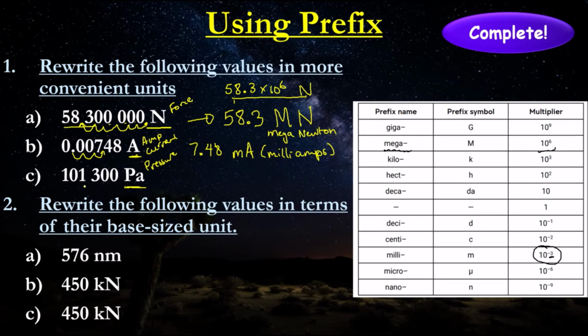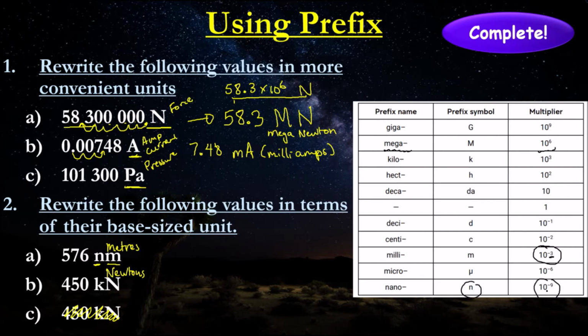I'll let you try and work out this one. Let's try and do this one here. Rewrite the following values in terms of their base size units. What we mean by that, this one here is 4 meters. This one here is newtons. You can see we have meters and newtons. So let's look at what this prefix is. That is nano.